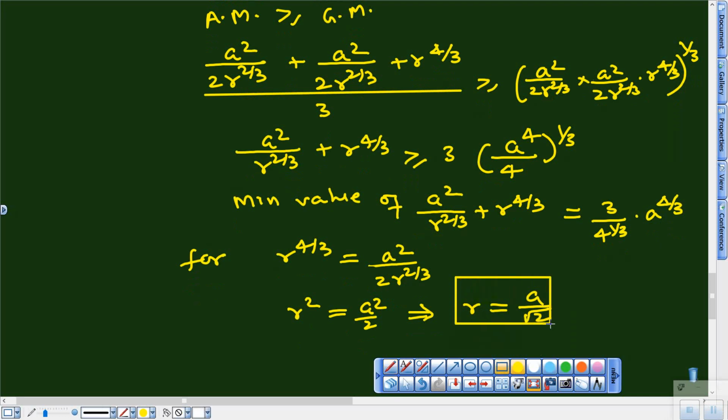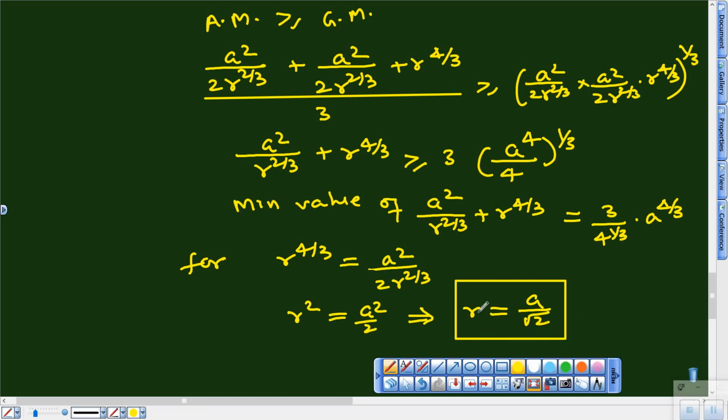So, the radius of the circle on the bisector plane at which the charge q naught must be kept should be a upon root 2 to feel the maximum force. That is the answer. Since this is occurring in the denominator of the total force, that is why when its value would be minimum, the force would be maximum.